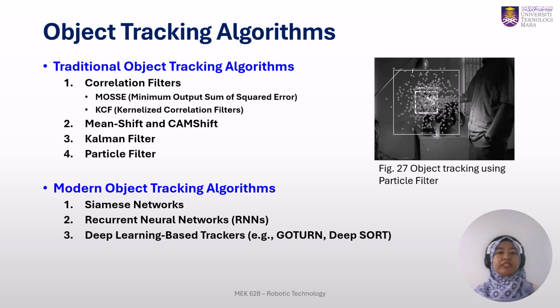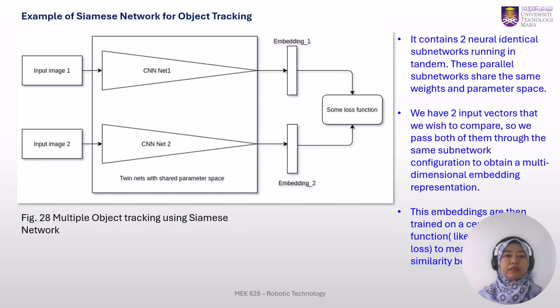So these are some of the object tracking algorithms. We have two types of algorithm, the traditional and also the modern. Basically the modern uses AI, while the traditional object tracking algorithms use mathematical functions or maybe a filter. The modern object tracking usually uses a neural network. This is an example of using the Siamese network to track the object. You can look at this example.